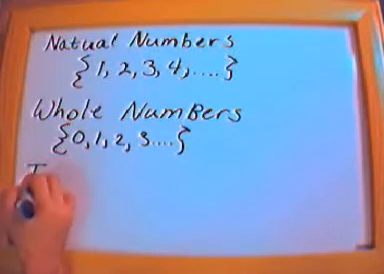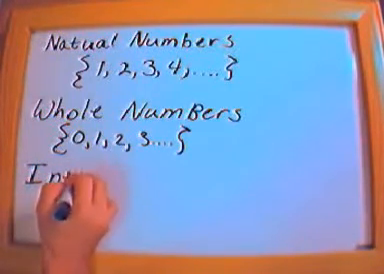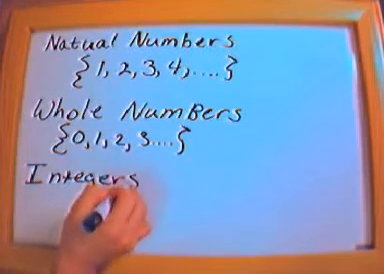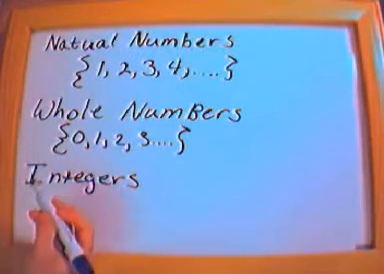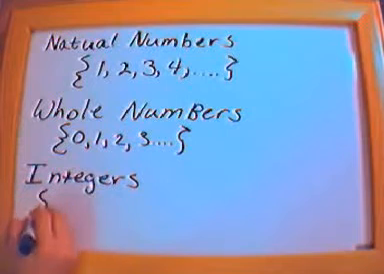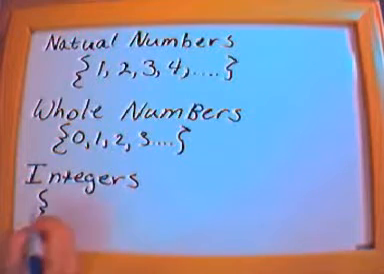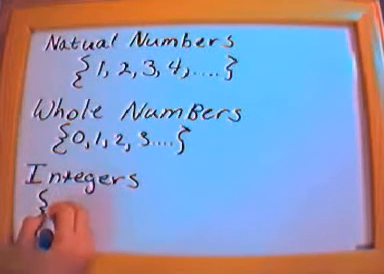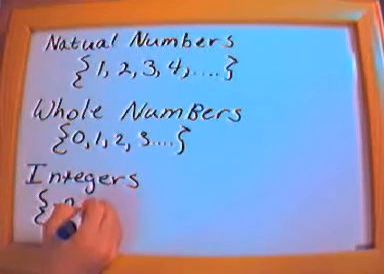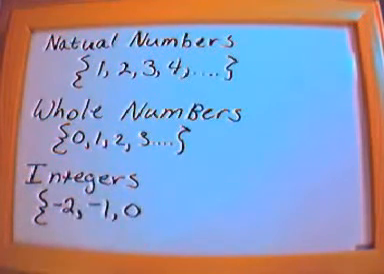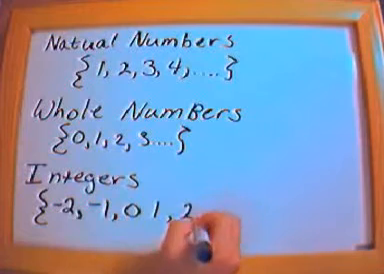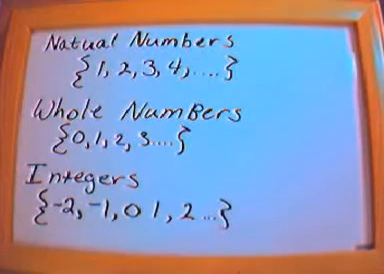Now the next one is actually kind of important. These things are called integers. These numbers are basically the set of positive and negative numbers. You'll hear a lot about positive and negative numbers here in algebra. So the set of integers looks something like ..., -2, -1, 0, 1, 2, ... and so on in both directions. So basically all the positive and negative numbers.